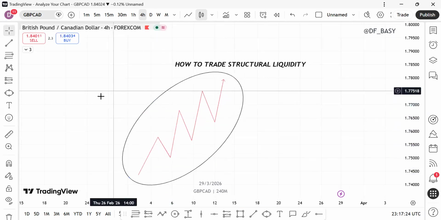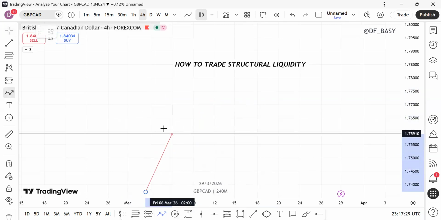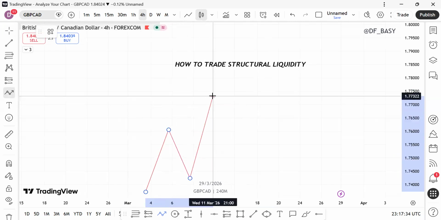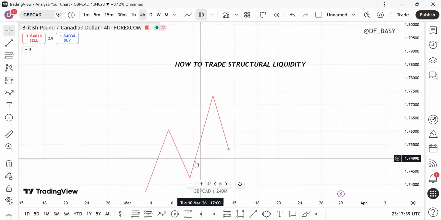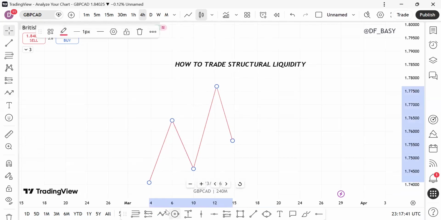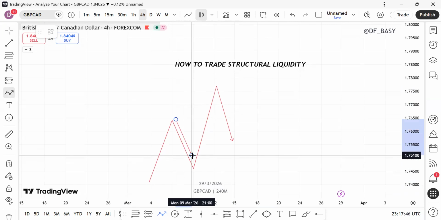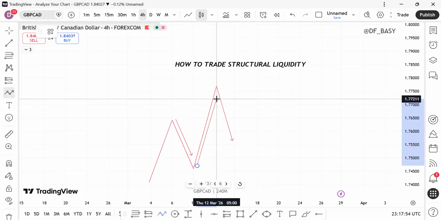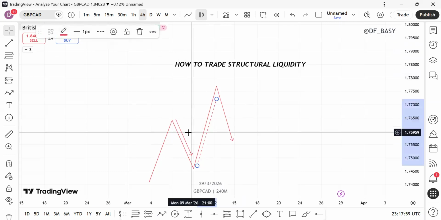With your basic understanding of market structure, let's say for a bullish structure, you have the higher high, the higher low, the higher high, and the higher low, right? So from this, you know that from here to there, and from there to there, it's called what? A swing structure. It's called a swing structure.